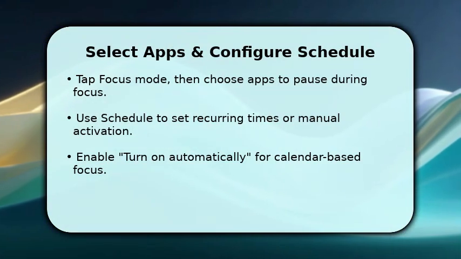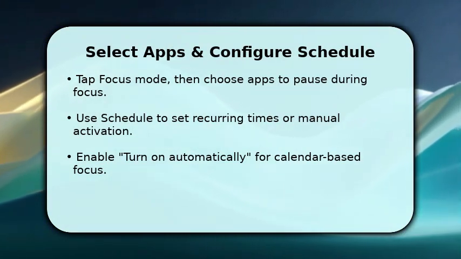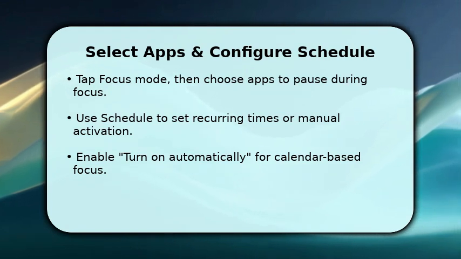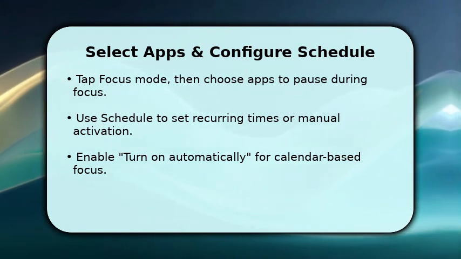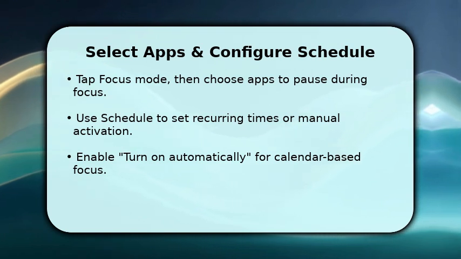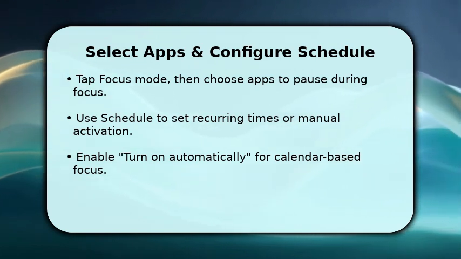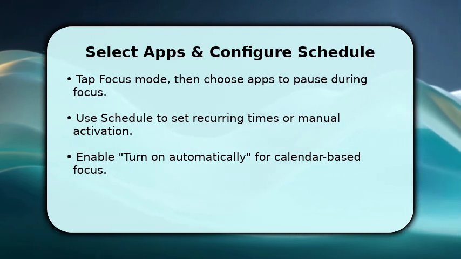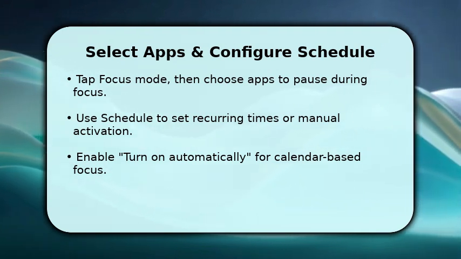Now choose which apps to pause and which to allow. Tap each app to toggle it off for Focus Mode. You can create a custom schedule so Focus Mode activates automatically at specific times or during calendar events. This reduces friction and keeps routines consistent.